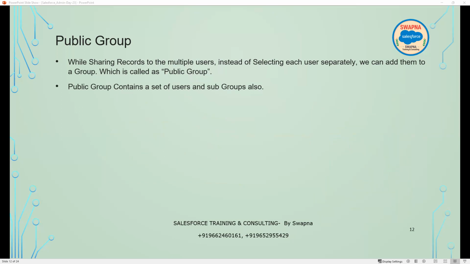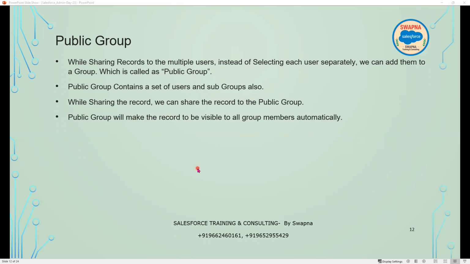Now, whenever you are sharing the record, we can share the record with the public group. Whether it has a sub-public group or multiple users doesn't matter. We can share it with the public group. The public group will make the record visible to all the group members automatically.